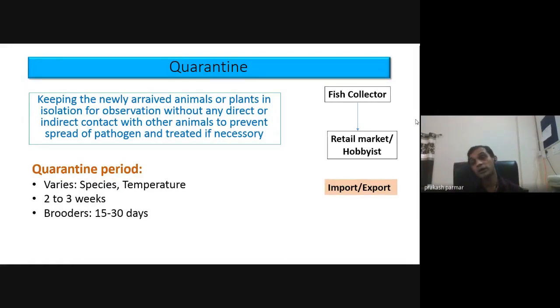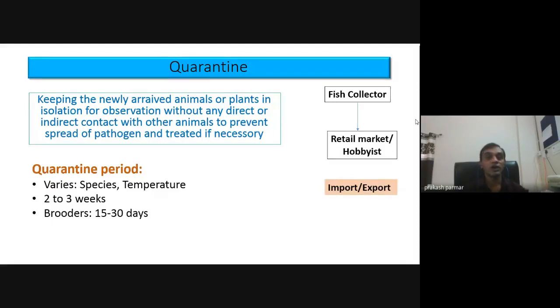Again, let's look at import and export trade of ornamental fishes. It is very common. We are exporting and importing fishes. We have to take care because exogenous pathogens from outside the country may enter our country. That is somewhat dangerous, you can say. So a quarantine facility is very important to avoid all these entry points.